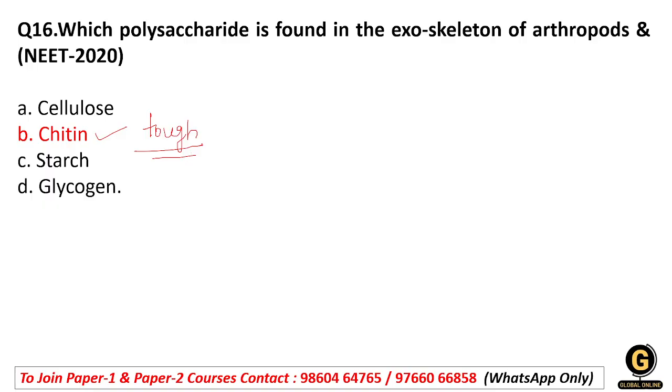Yes. And it is nitrogen containing polysaccharide. काय chitin मध्ये nitrogen containing polysaccharide आहे. कुठे found आहे? It is found in the exoskeleton of arthropods and also in the fungal walls. Yes. So the right answer is chitin, and this question was asked in the year 2020.